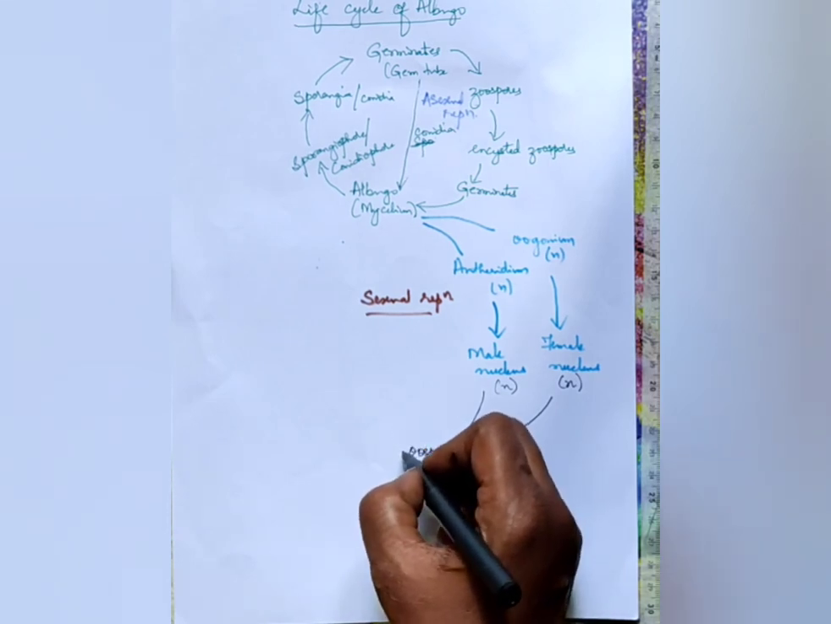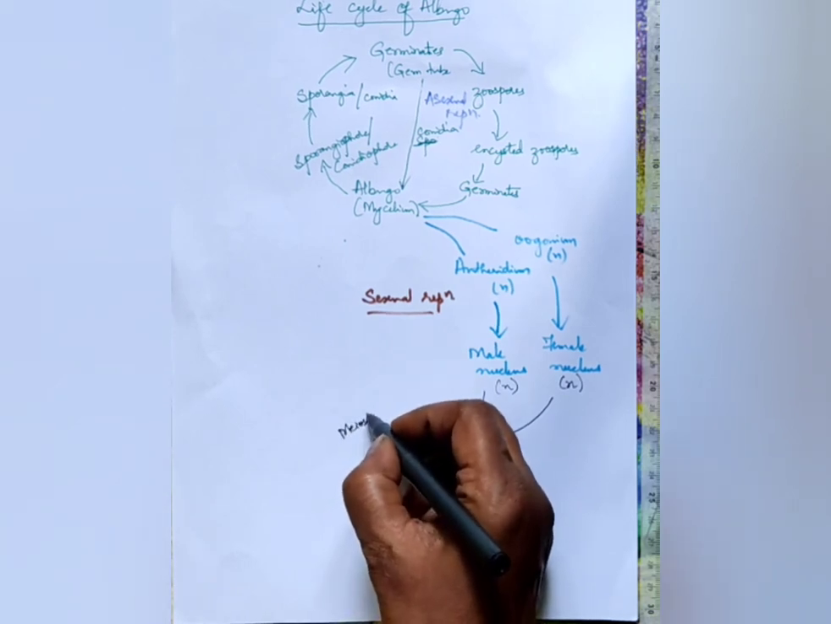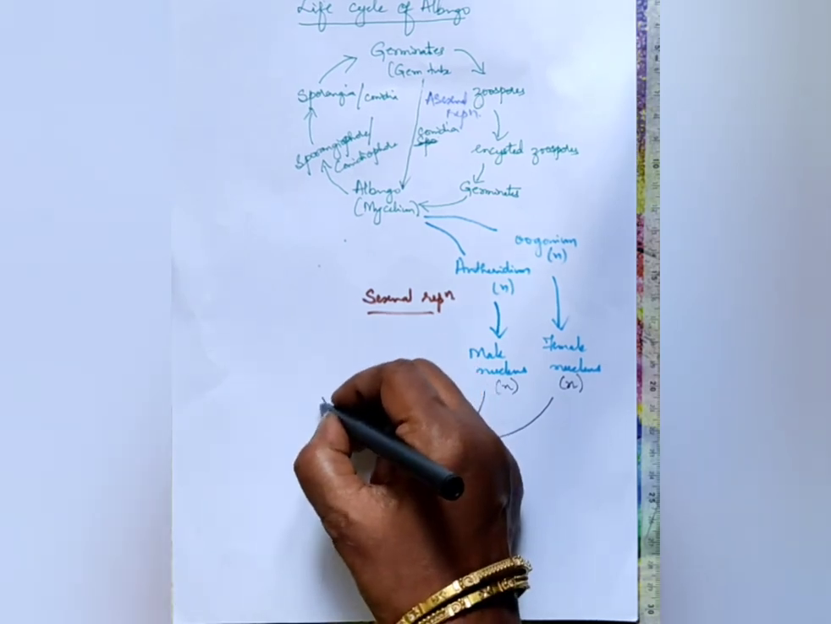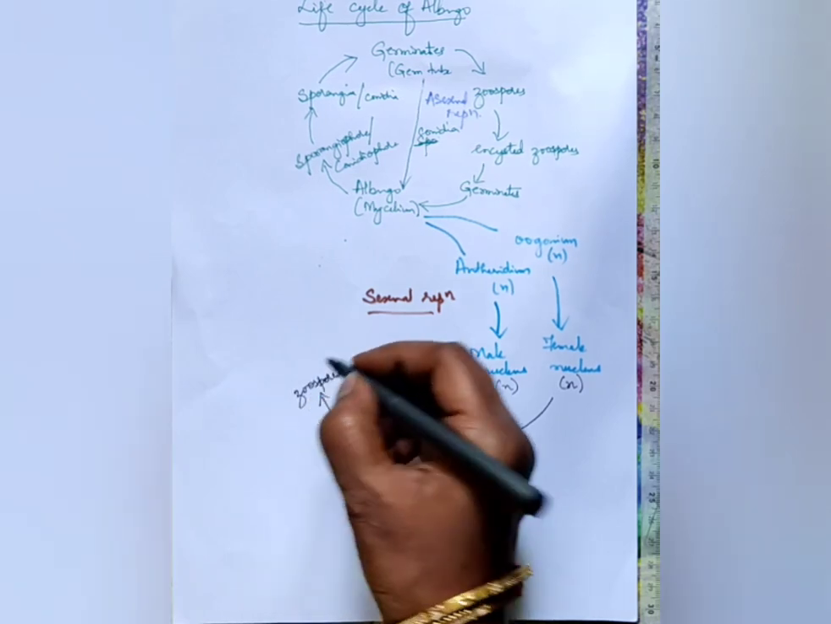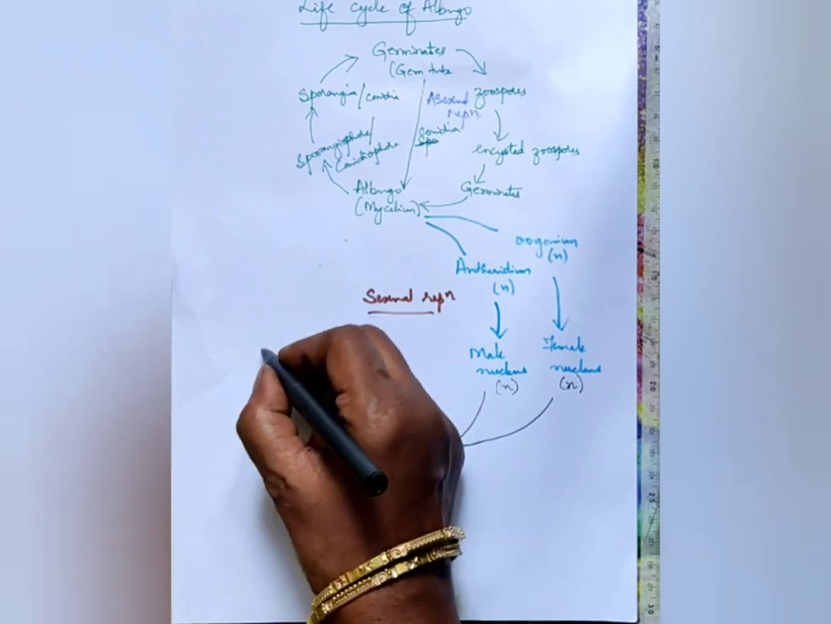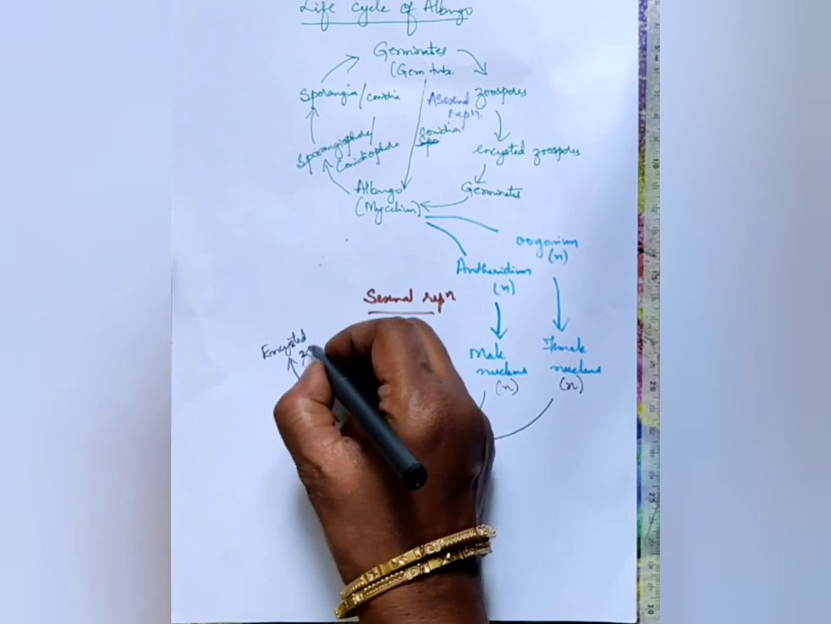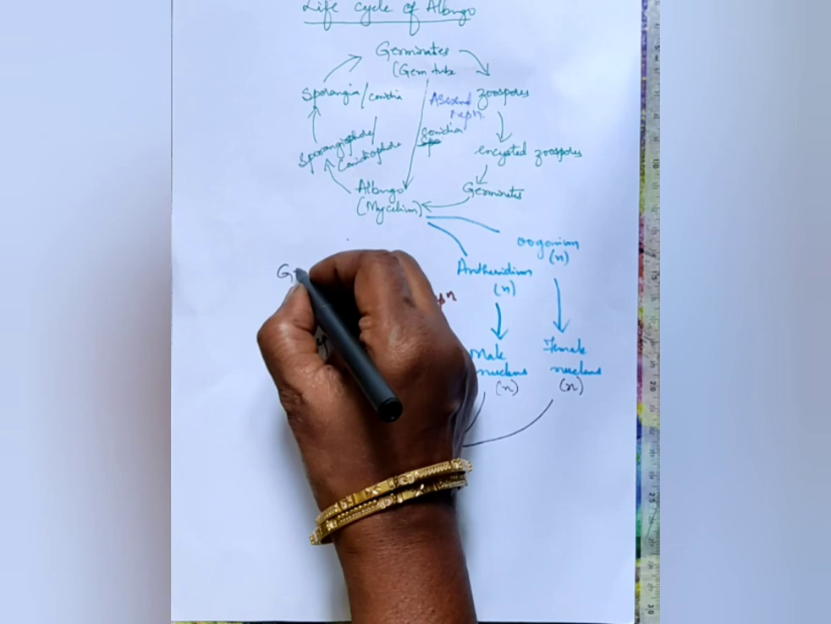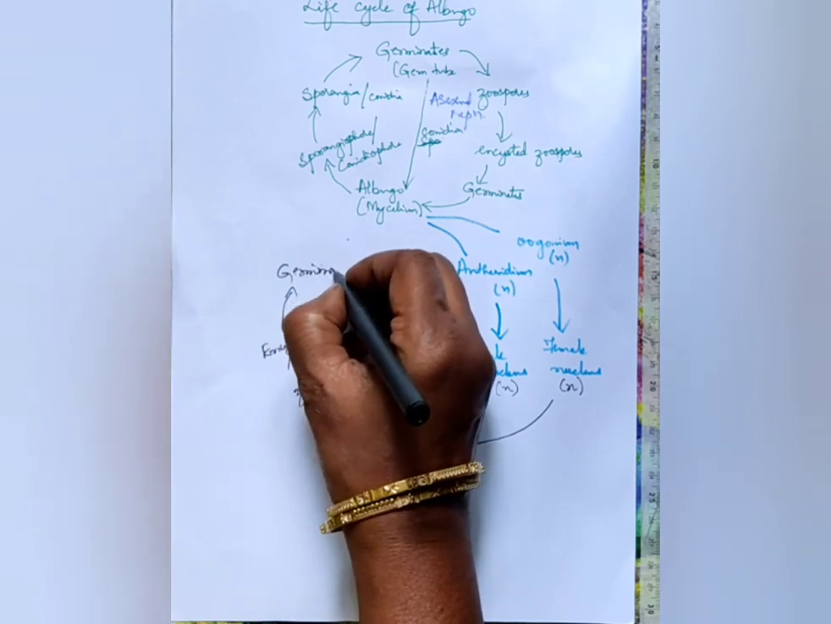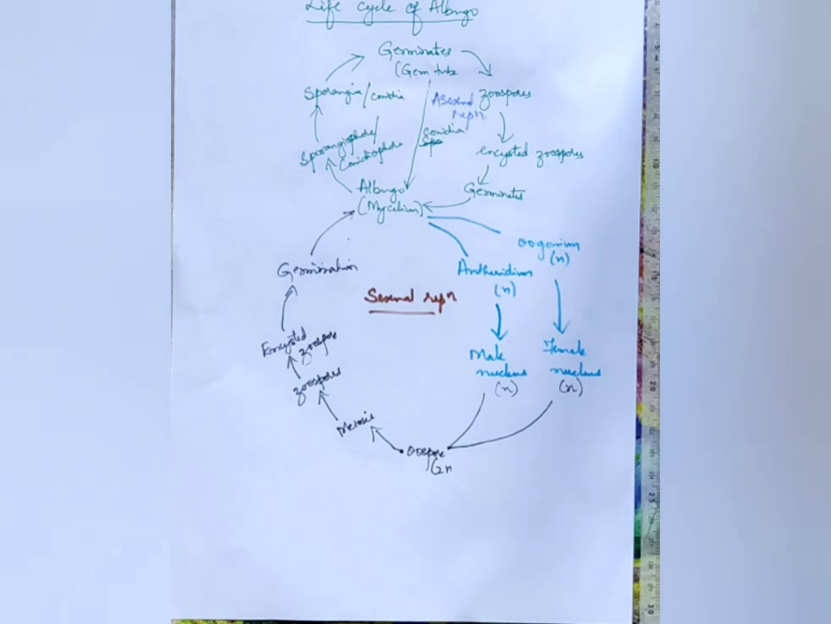So the oospore then undergoes meiosis or reduction division, then it produces the zoospores. The zoospores take a rest and are called encysted zoospores. This encysted zoospore undergoes germination and produces a new mycelium. So this is about sexual reproduction.